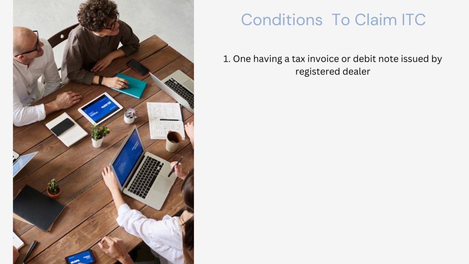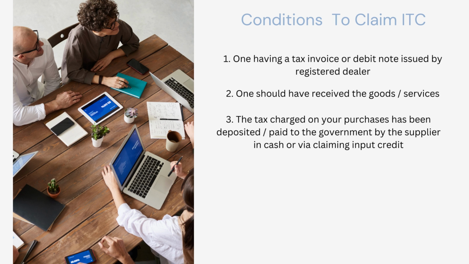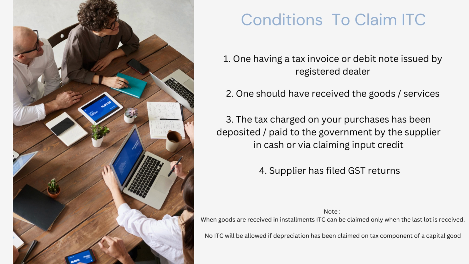Conditions to claim ITC. 1. Having a tax invoice or debit note issued by a registered dealer. 2. One should have received the goods or services. 3. The tax charged on your purchases has been deposited, paid to the government by the supplier in cash or via claiming input credit. 4. Supplier has filed GST returns.